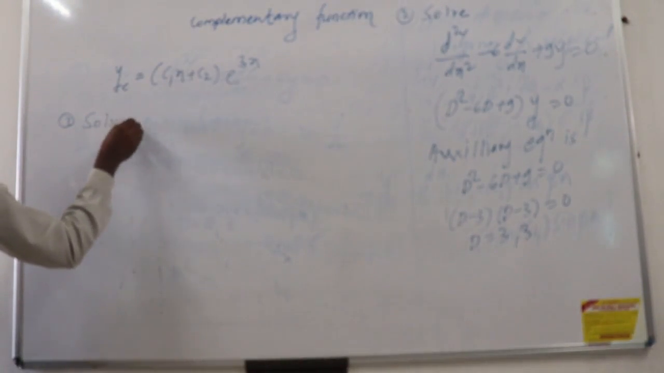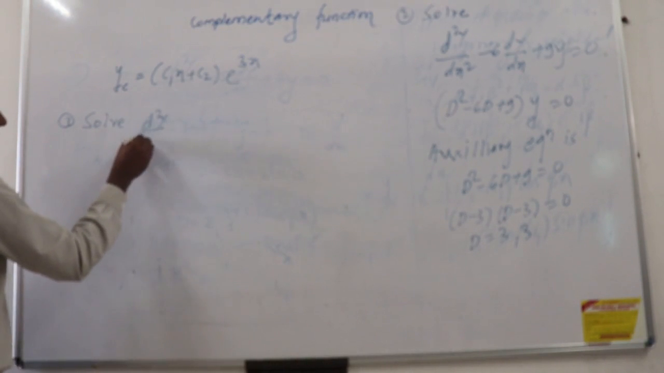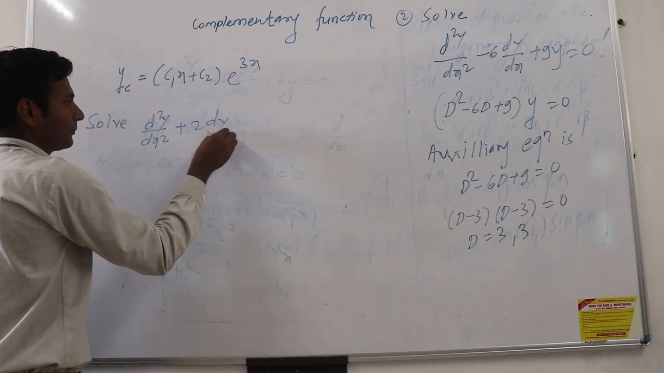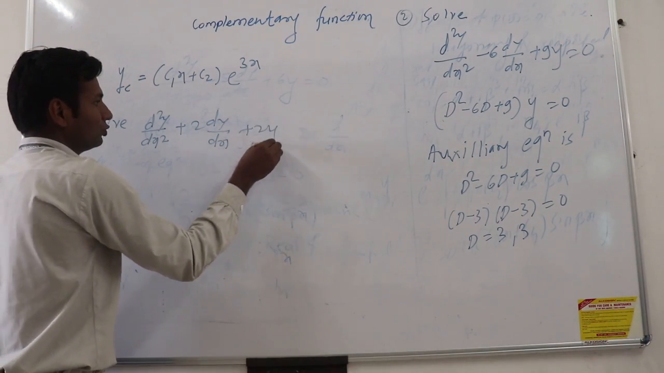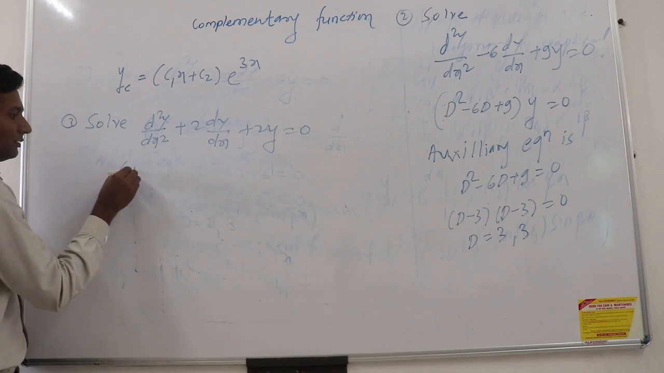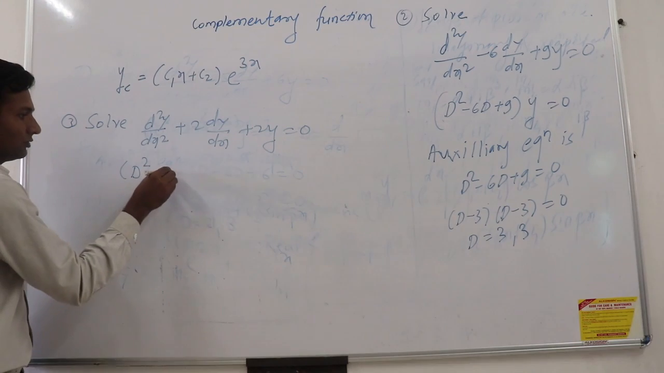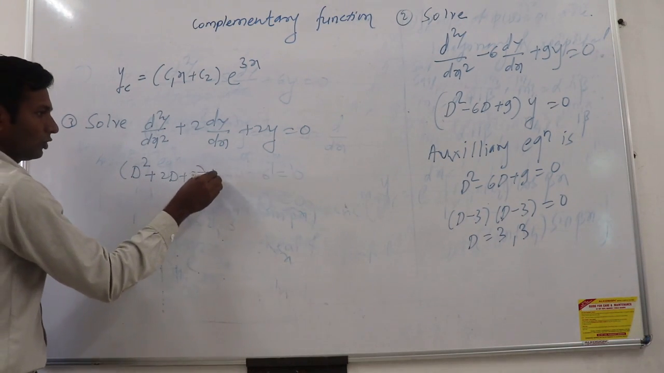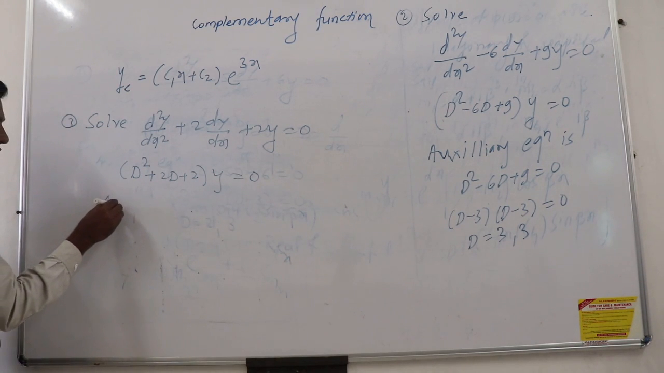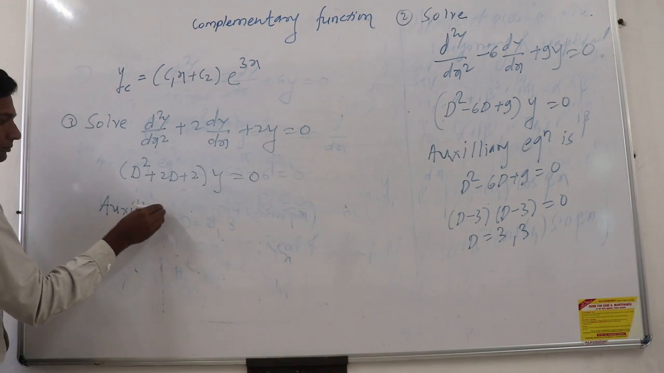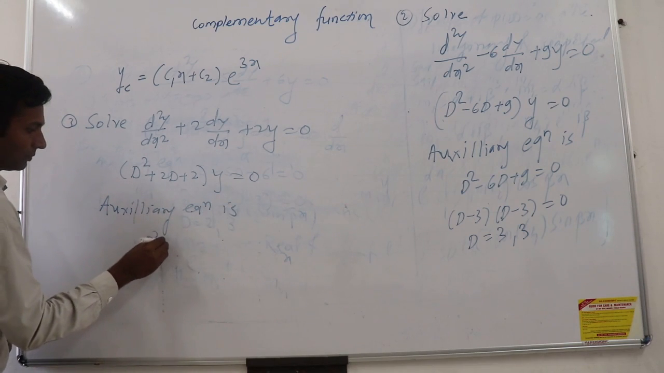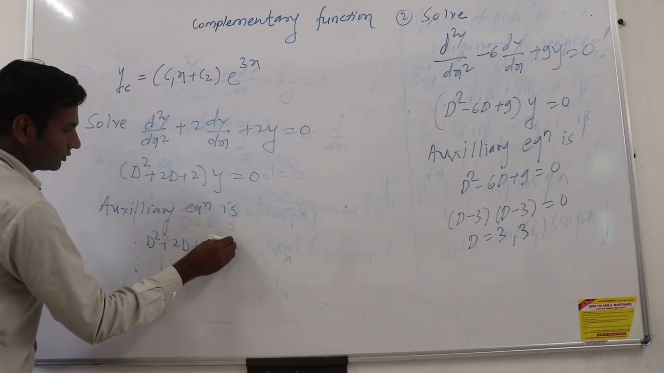Solve d2y by dx square plus 2 dy by dx plus 2y is equal to 0. Then we can write it as d square plus 2d plus 2 of y is equal to 0. Then auxiliary equation is d square plus 2d plus 2 is equal to 0.